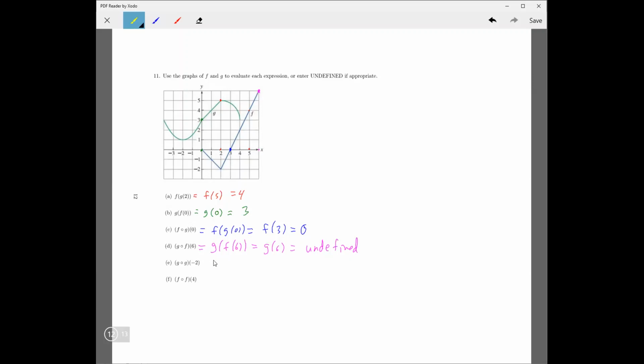Let's try yellow. That's probably not a good idea, but let's just try it anyways, just so we can say, yeah, this is not a good idea. This is really bad. Okay, so g of negative 2, I come over to negative 2, and that is 1, right? And then g of 1 is 4. Okay, so that's going to be 4.